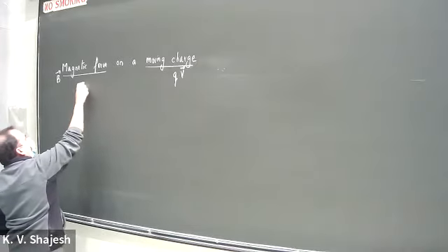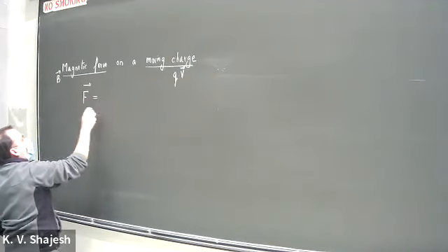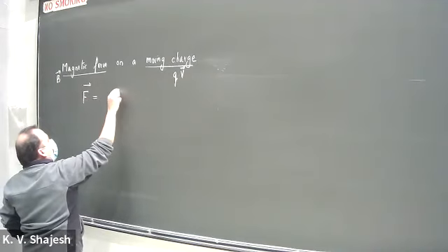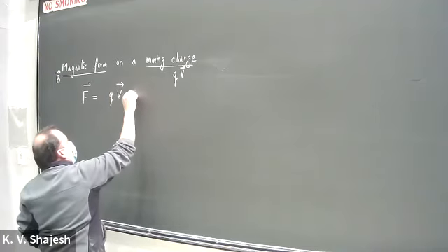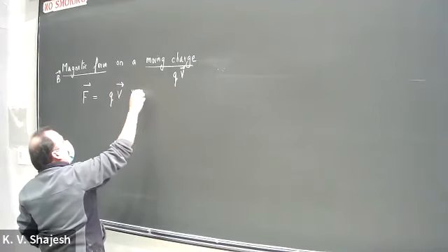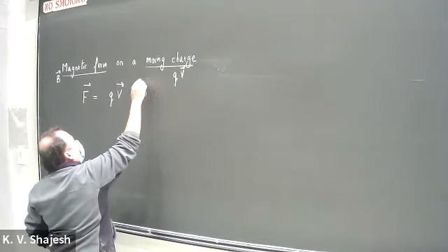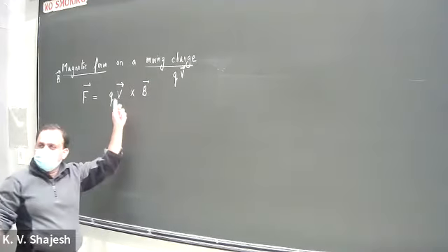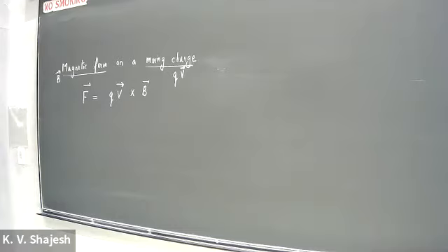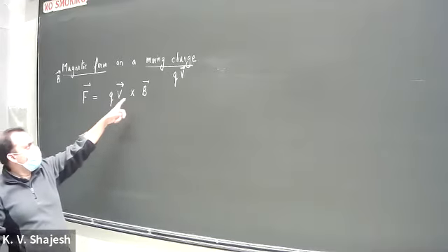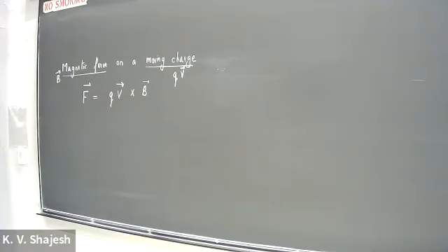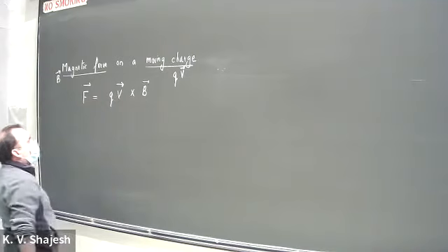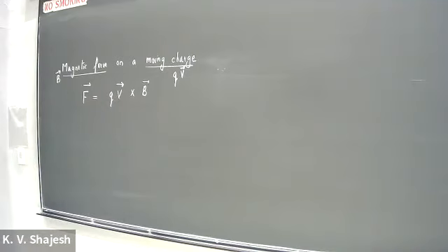We said that the force is given by Q times V as a vector, and there is a vector product. This cross has a special meaning associated with it. It is an operation between two vectors. The first vector is the velocity, the second vector is the magnetic field. The order of these vectors matters. So it is given by the vector product of these two quantities.